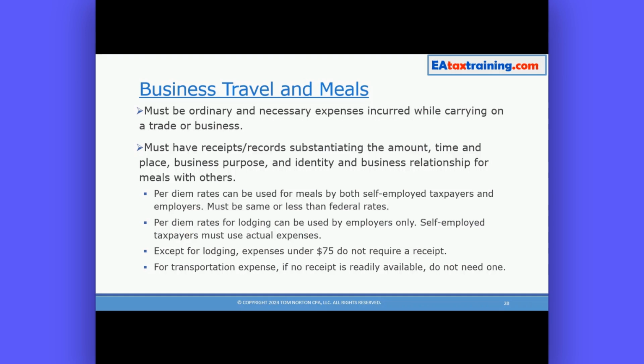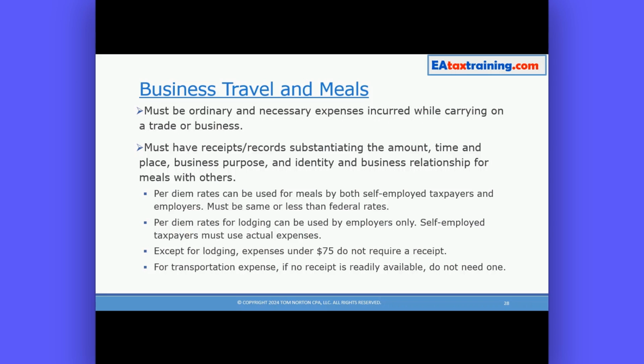So let's be honest here. What they don't want is people taking a family vacation and deducting it as a business expense, or people having a nice personal meal out at an expensive restaurant and deducting it as a business expense. So they're wanting to make sure it is an actual business expense. That's what we're talking about.